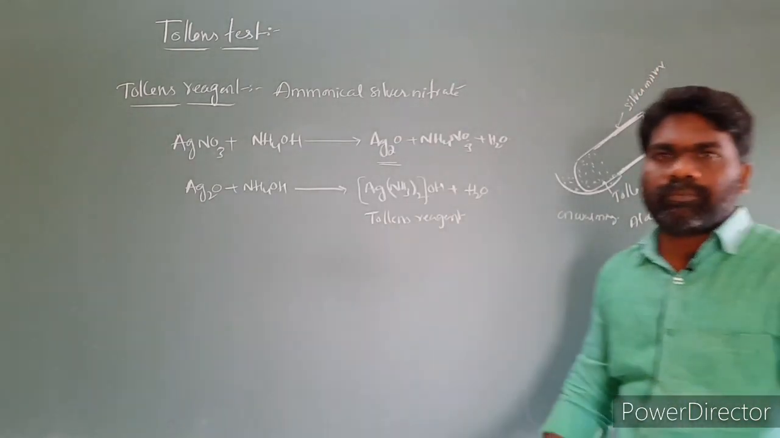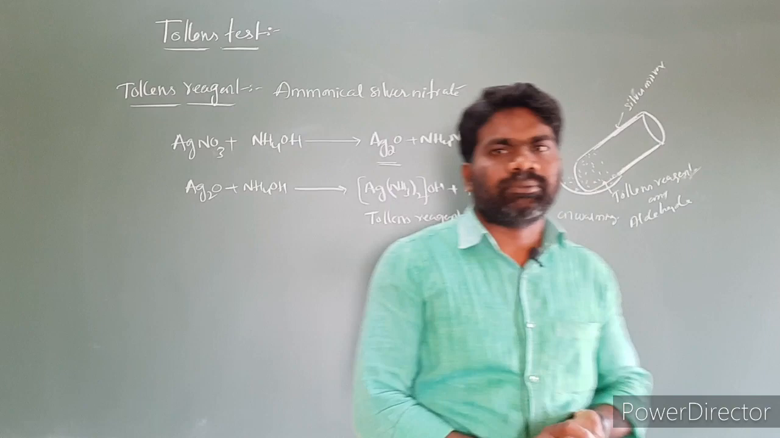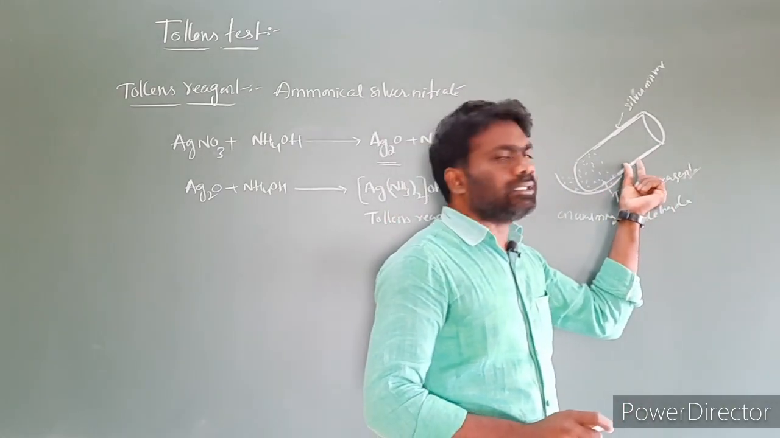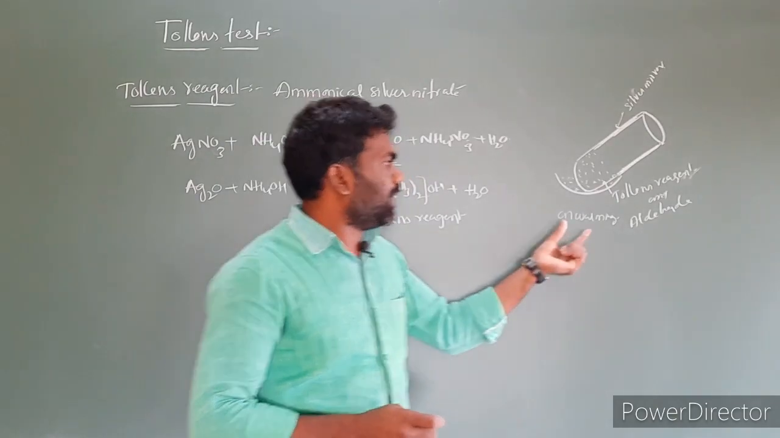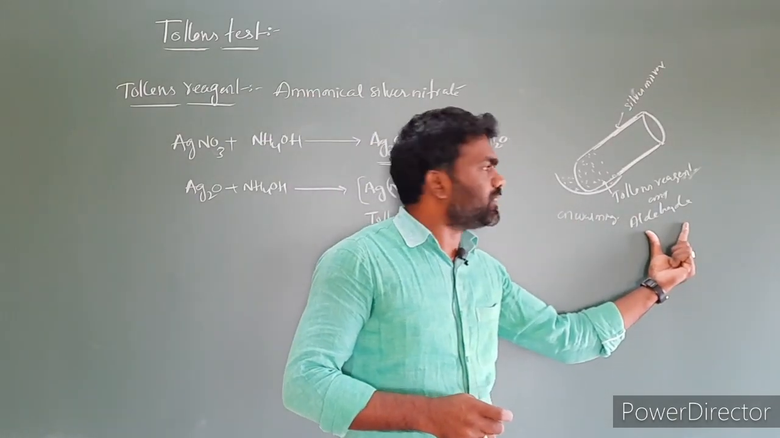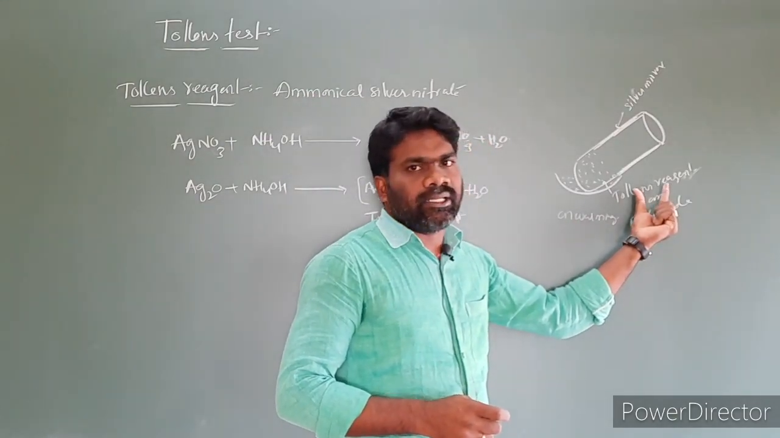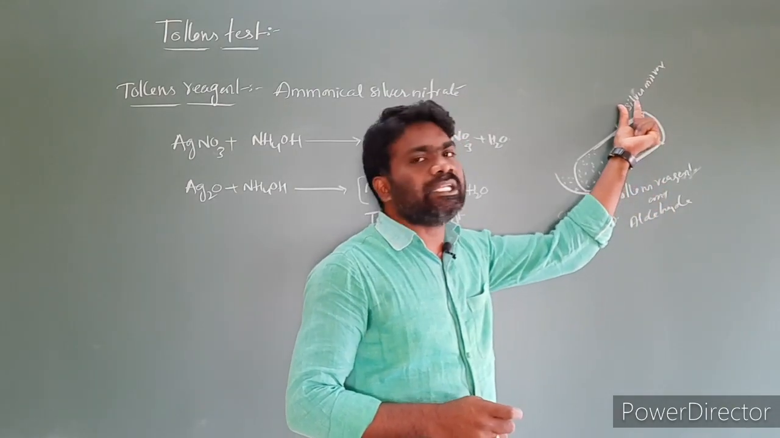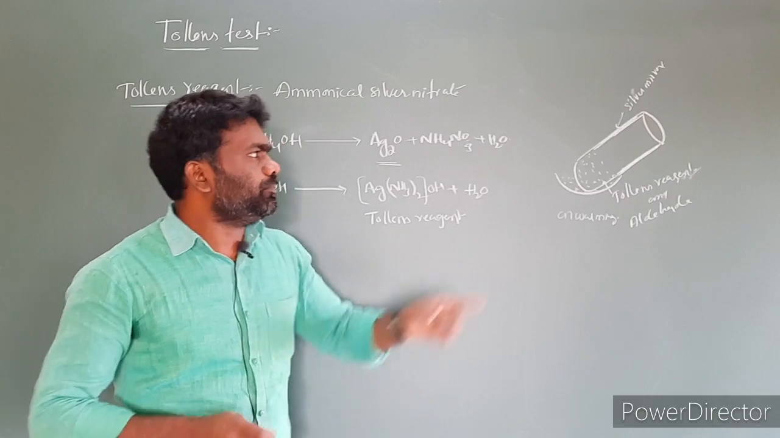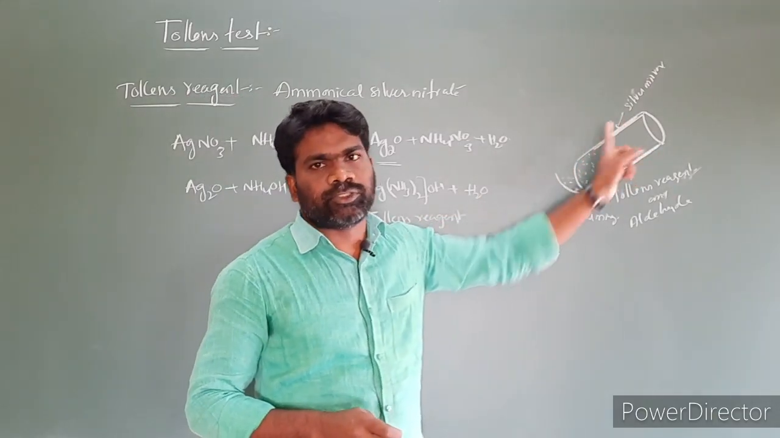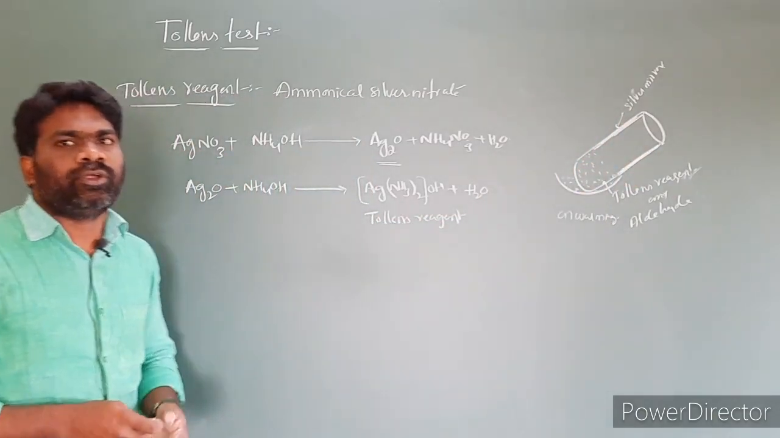There is a formation of a bright silver mirror on the walls of the test tube. Based on this point, we are able to identify aldehydes. On warming aldehydes with Tollens reagent, there is a formation of a silver mirror on the walls of the test tube. Aldehydes will form a silver mirror on the walls of the test tube. So based on this point, we are able to identify aldehydes.